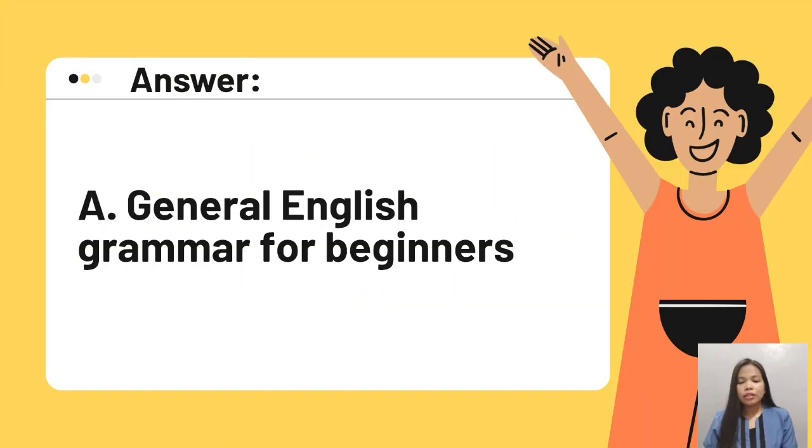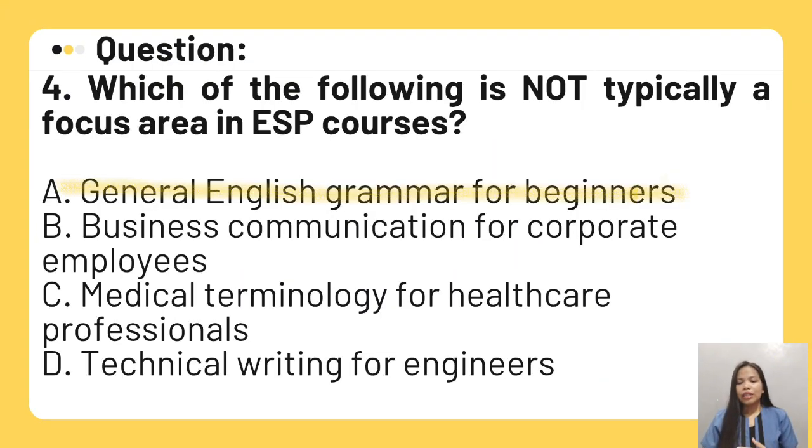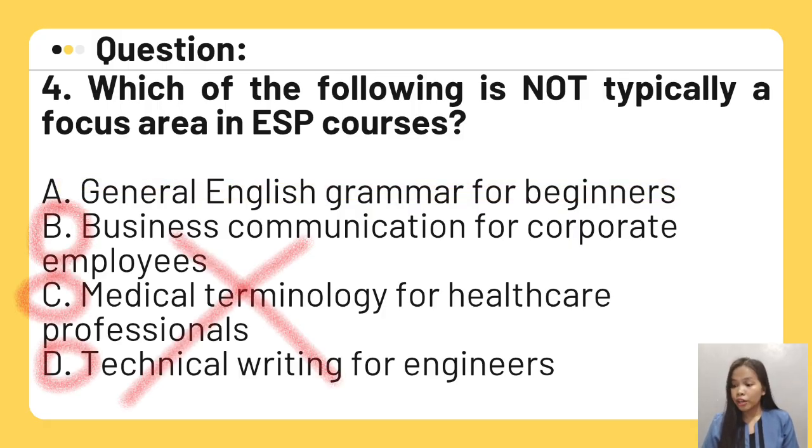Time's up. The correct answer is letter A. General English Grammar for Beginners. So, ESP courses are designed for learners with specific goals, whereas general grammar instruction is part of general English courses. Why others are incorrect? So, letters B, C, and D are classic examples of ESP applications.